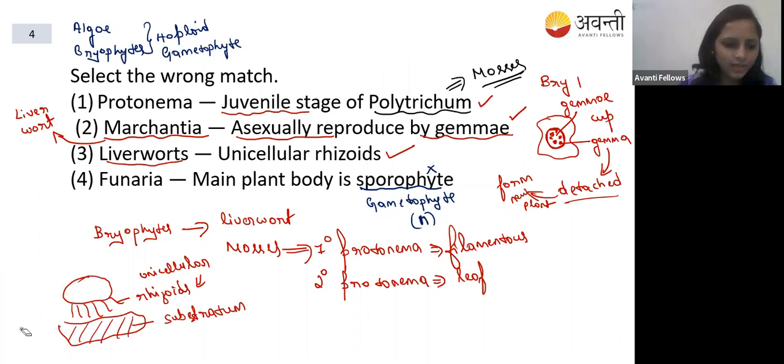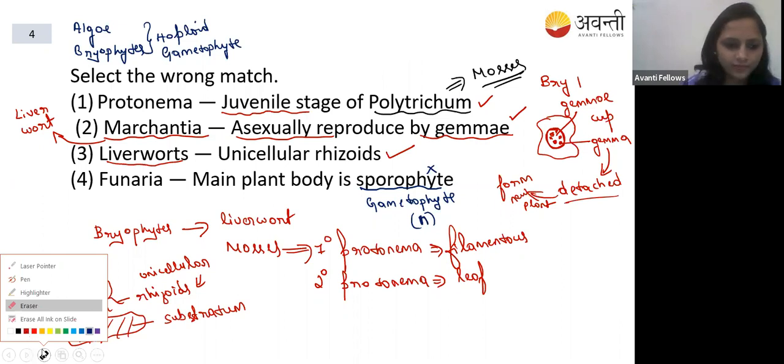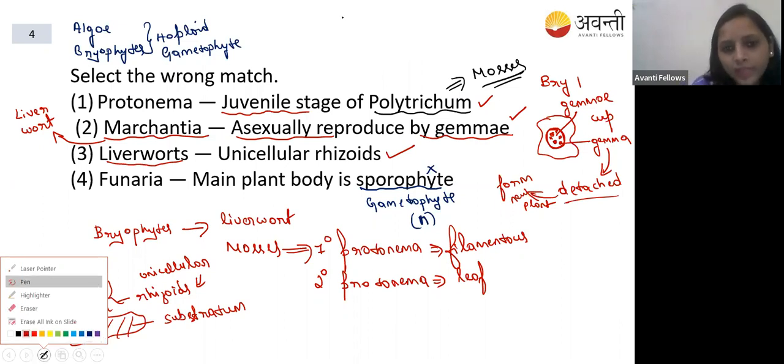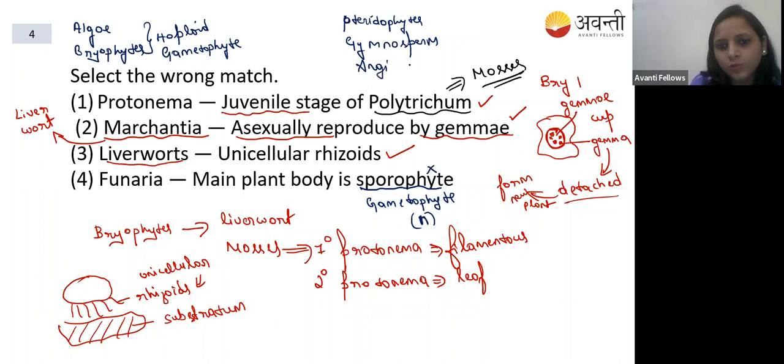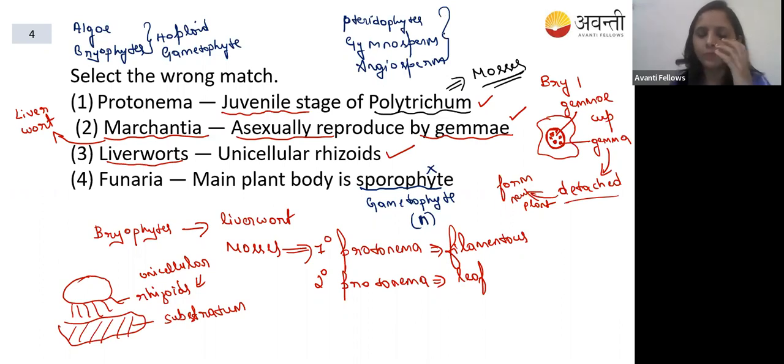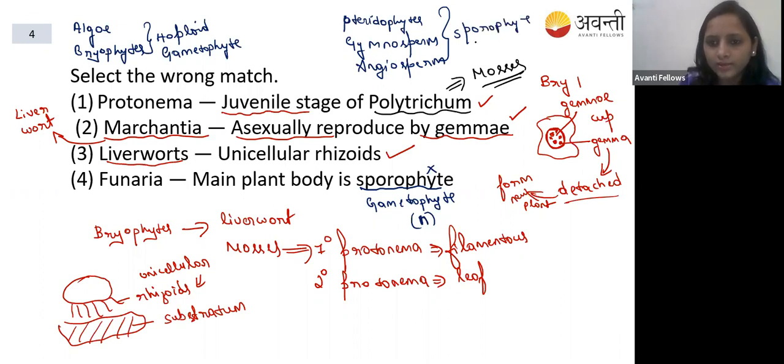Then coming to the pteridophytes, gymnosperms, and angiosperms, we have the sporophytic stage. The adult one is in the sporophytic stage, so that is diploid. Remember, guys, it is very important.